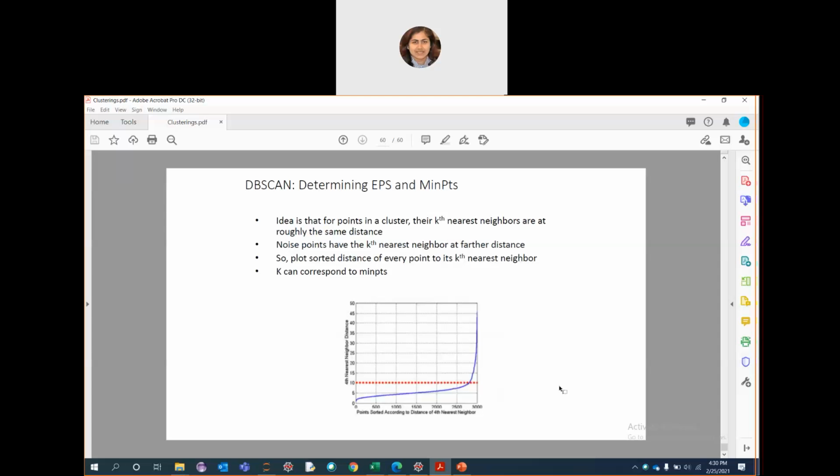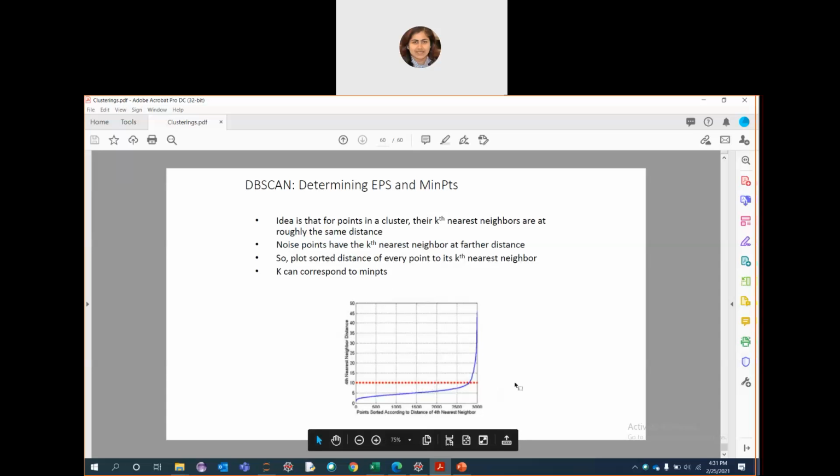So for defining the epsilon and min points, you need to choose this nearest neighbor approach. We need to define that the noise points have the k nearest neighbor at a farther distance. So there is a plot like this. Here this plot sorts the distance of every point to the k nearest neighbor, and here k can correspond to the min points.